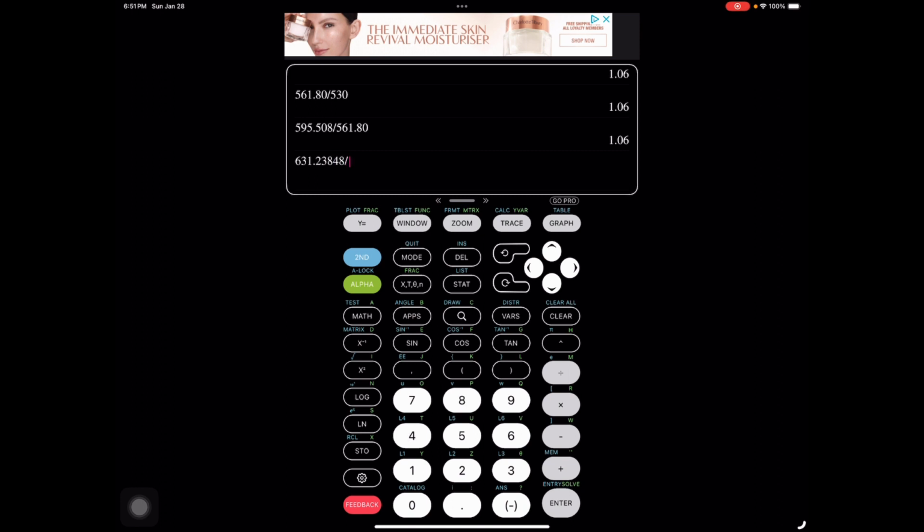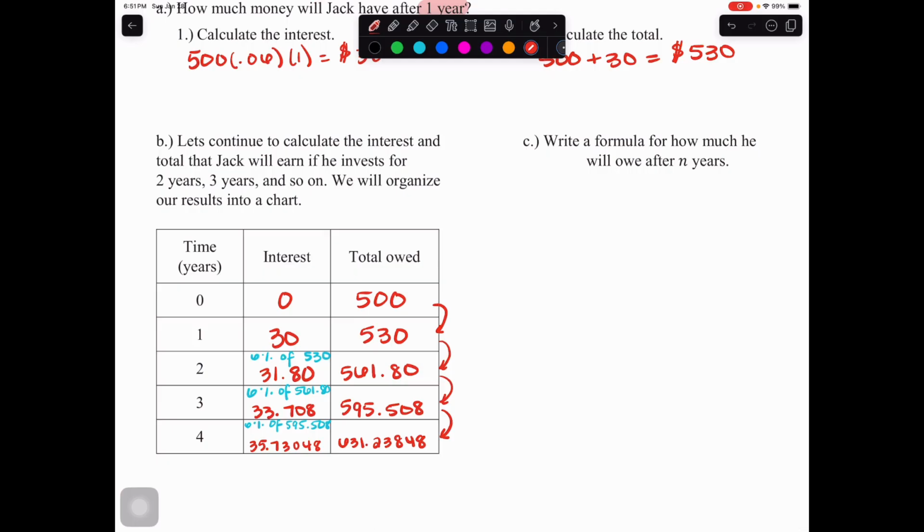And if I do the last one, 631.23848, and I divide it by the one that came before it, 595.508, and I hit enter, I get 1.06. So I'm getting the same exact factor every single time. So back on here, we'll do times 1.06 times 1.06 times 1.06 times 1.06. And if we wanted to continue the table, we would just take that total old and keep timesing by 1.06.